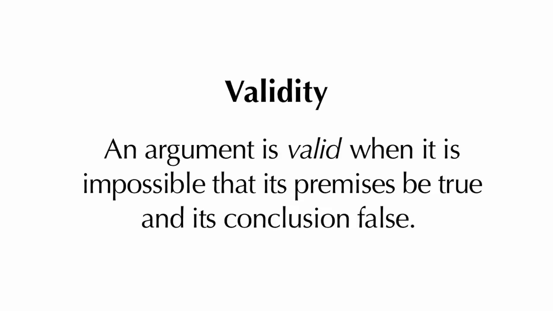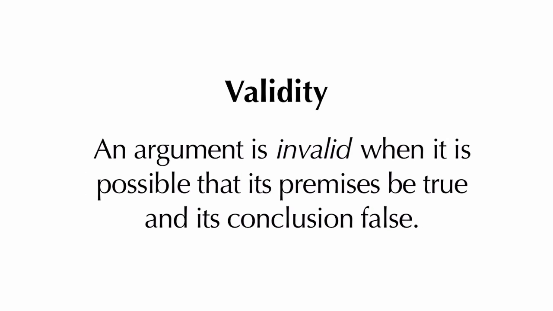We say that an argument is valid when it is impossible that its premises be true and its conclusion false. Or, to put it another way, there is no possible situation in which the premises of the argument are true and the conclusion is false. And we say that it's not valid when there is a possible situation in which the premises of the argument are true and the conclusion false. Not valid, for short we say invalid.